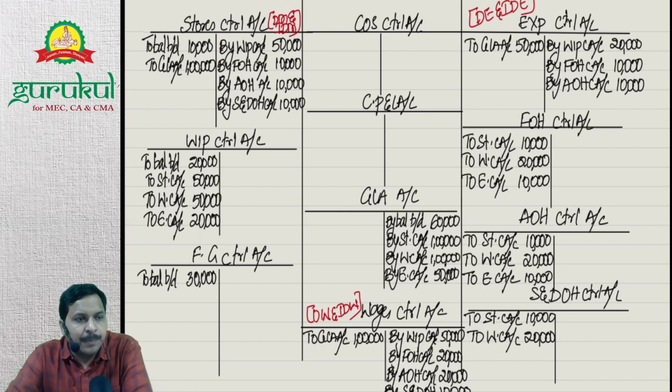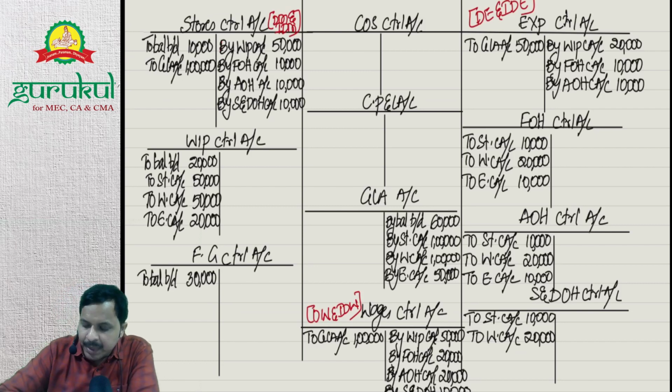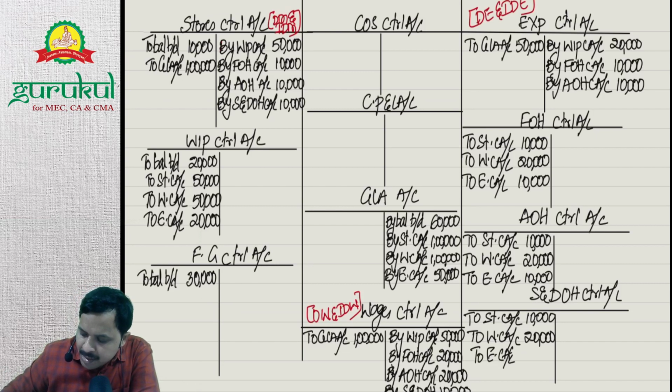Next, what will be the next entry? Indirect expenses related to sales. What will be the entry? Selling and distribution overheads control account debit to expenses control account. Right, indirect expenses related to sales department. Selling and distribution overheads control account debit to expenses control account. Let me take 10,000.